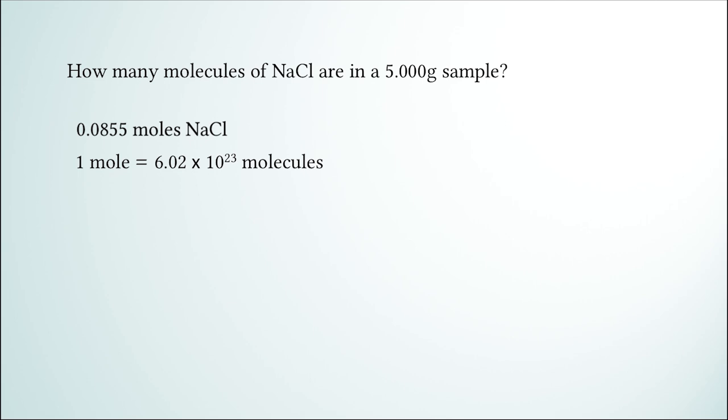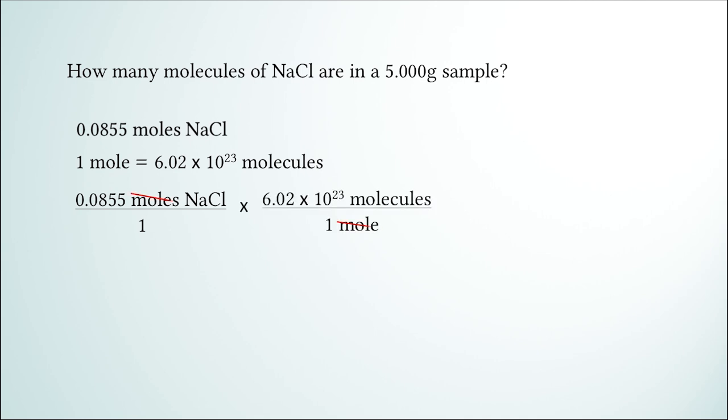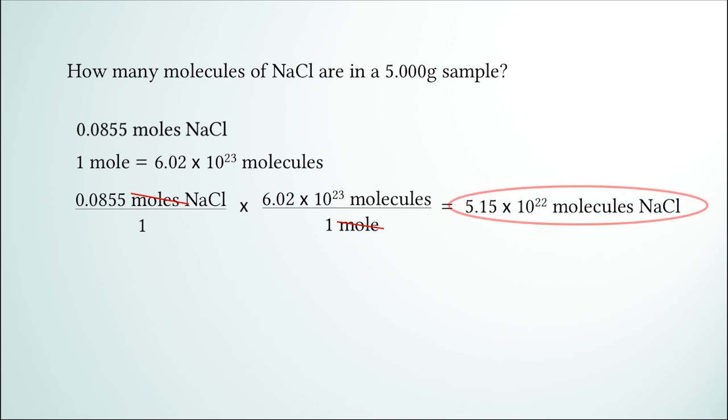So we can convert. What do we have? 0.0855 moles. Place it over 1. Set up the relationship between the units we have and the units we want so that moles cancel. Now multiply through and we get 5.15 times 10 to the 22 molecules of sodium chloride. The math here isn't very difficult. We are just doing conversions like we did at the beginning of this course. The challenge here is to understand what's going on.